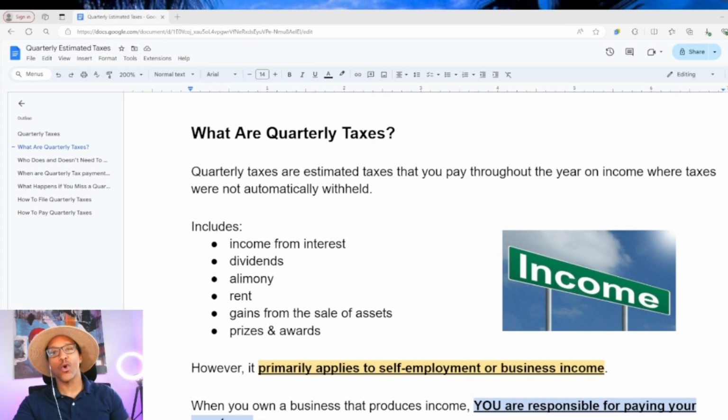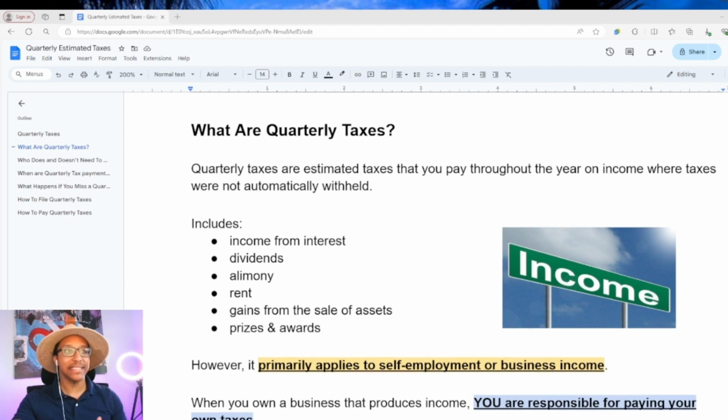What are quarterly taxes? Quarterly taxes are estimated taxes that you pay throughout the year on income where taxes were not automatically withheld. This can include interest income, dividends, alimony, rent, gains on the sale of assets, prizes, and rewards. But however, this primarily applies to self-employment and business income.